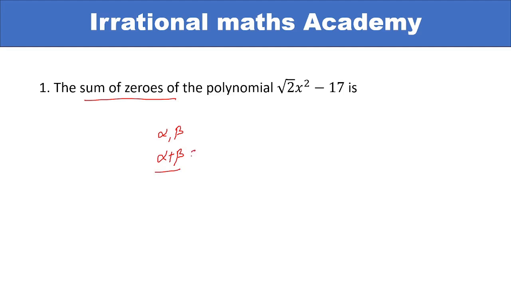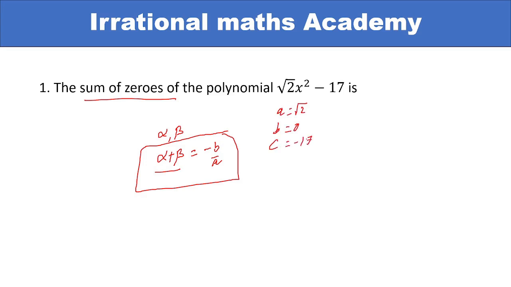What we know the relationship between these two? Okay, minus b by a. This is the relationship between zeros of the polynomial and the coefficients of the polynomial. From this polynomial, my a value is root 2. B value is 0. And C value is minus 17. Now let me substitute in this.